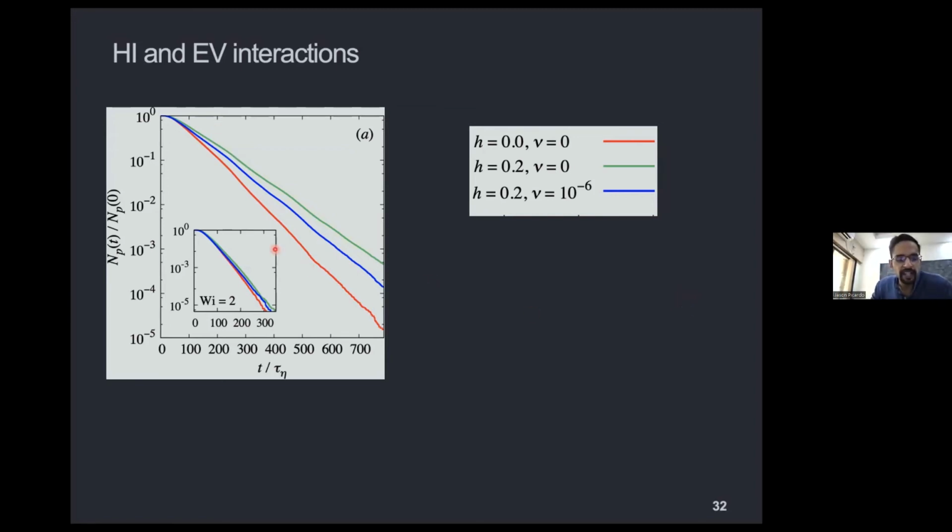Okay, so something else. I had mentioned hydrodynamic and excluded volume interactions. We included these features in our bead spring model, and we found that qualitatively things don't change, although quantitatively they do. The red line is the simulations of free draining chains, so we don't have hydrodynamic interactions or excluded volume interactions. The green curve introduces hydrodynamic interactions, and you see that delays breakup. And if you include excluded volume interactions, it again makes breakup a little bit faster.